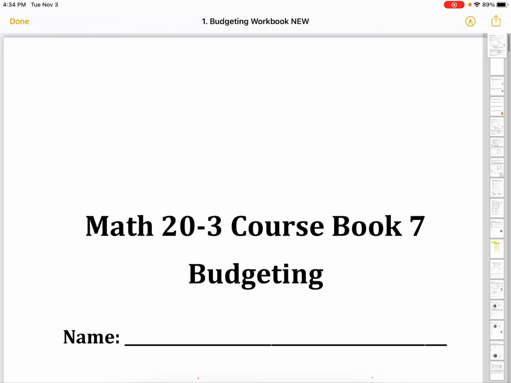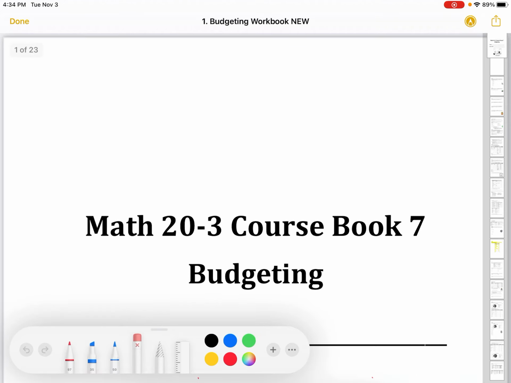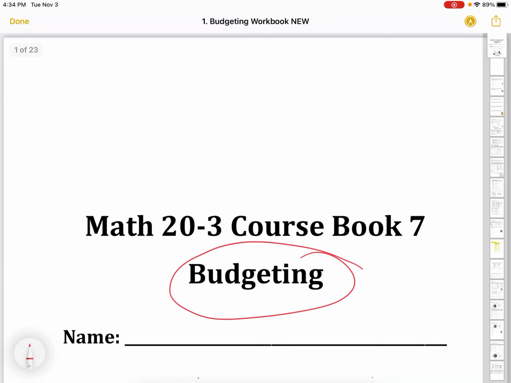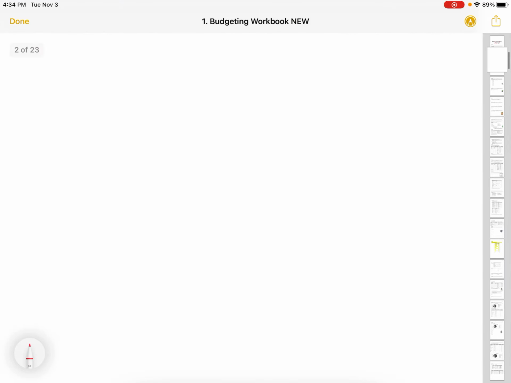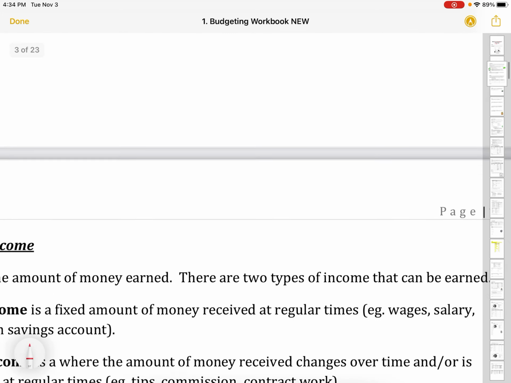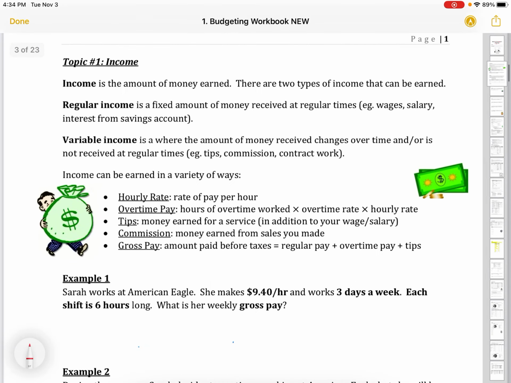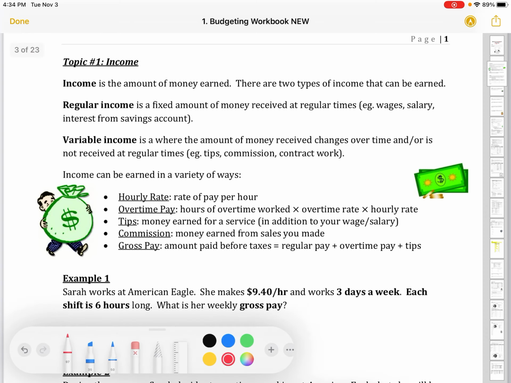Okay, so we're starting our third book here. If we look at our book, it is budgeting, and we're going to start by talking about income. Yay! Money in our bank accounts, right? Now, income is the amount of money earned. There's two types of income that can be earned.